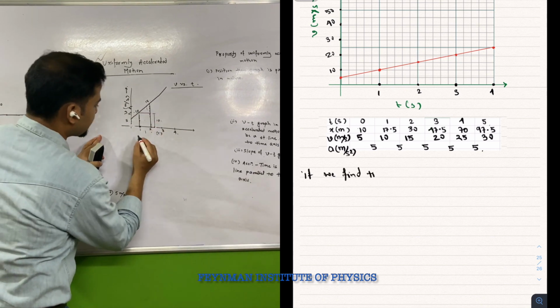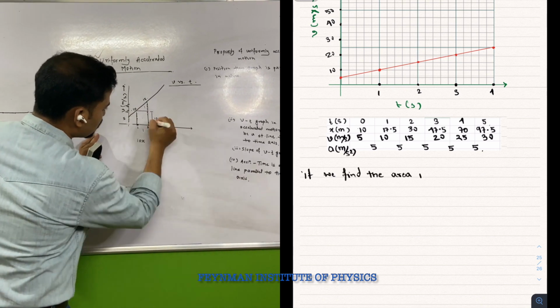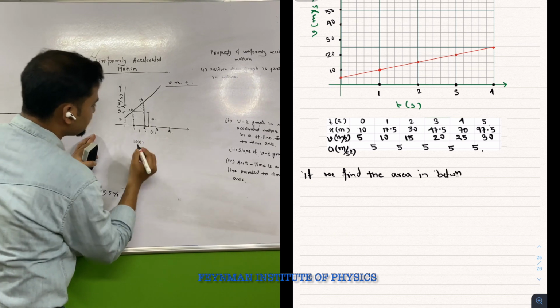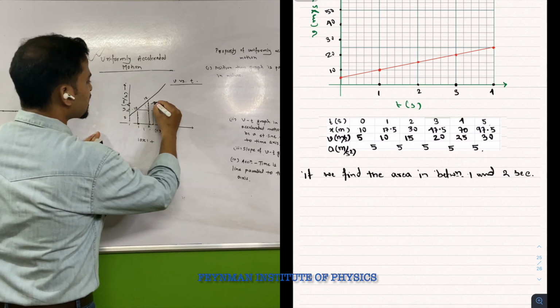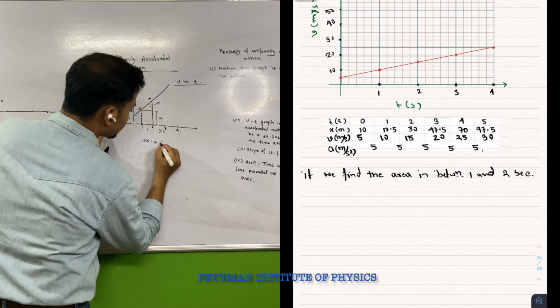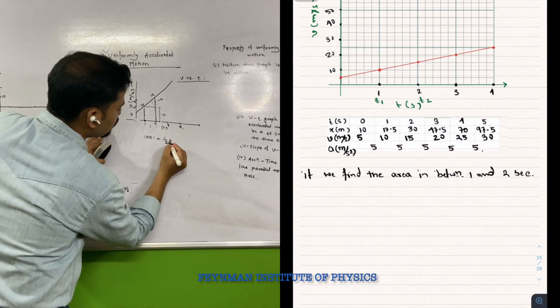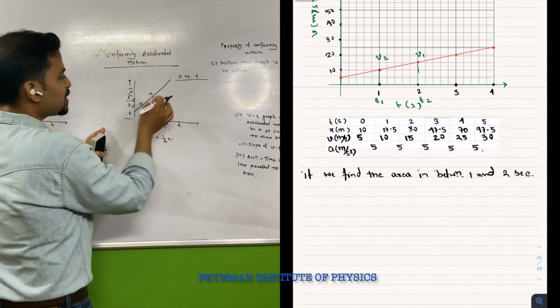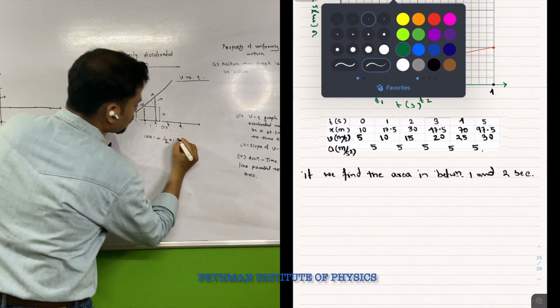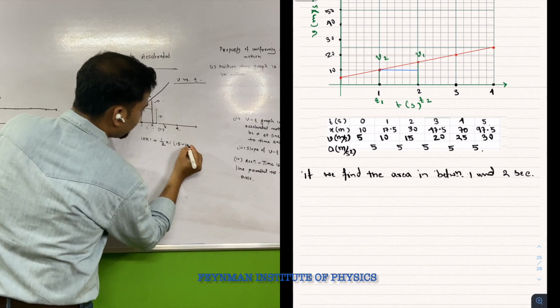So the area of this rectangle is height into breadth, that is 10 into 1, plus the area of this triangle, which is half into base, which is 1, into height. Now what is the height? Height is 15 minus 10. So the height is 15 minus 10.